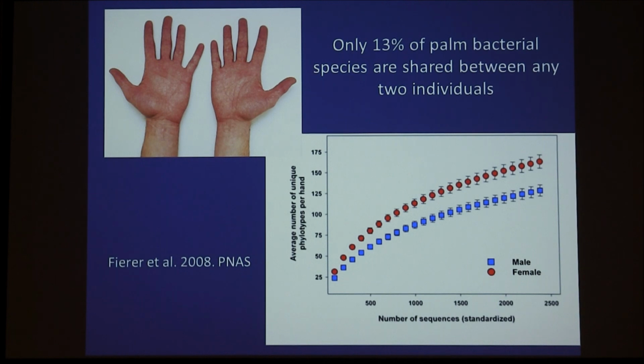Okay, so what we notice is that women have higher diversity of bacteria on their palm than men do. I'm not saying women have more bacteria, they just have more types of bacteria. And I have no idea why. If you ask anybody, they probably have their own hypothesis for why this is, right? But the short answer is we don't know.